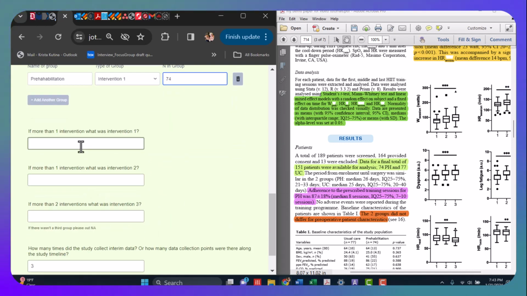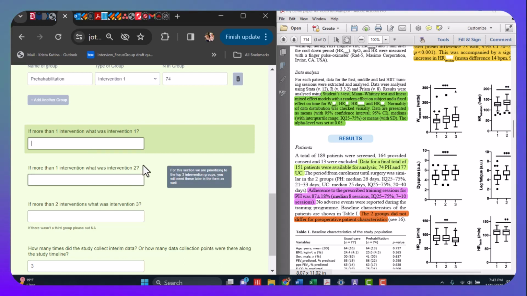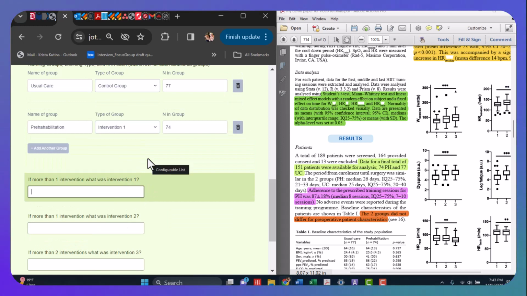So what was intervention? If more than one intervention, what was intervention 1? This is for if there wasn't a control group, but we're also going to go ahead and give a little bit more information here. So for intervention 1, we can say it was just usual care for aerobic training, for pre-surgical lung cancer.